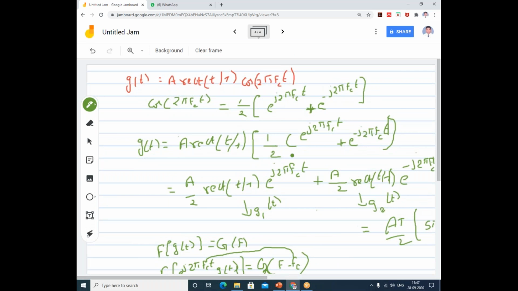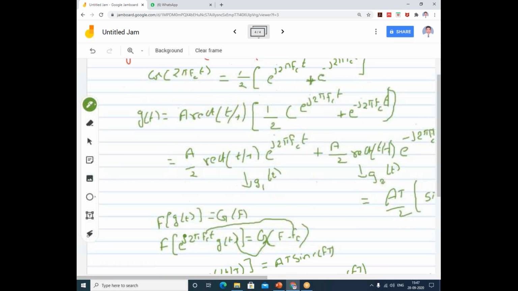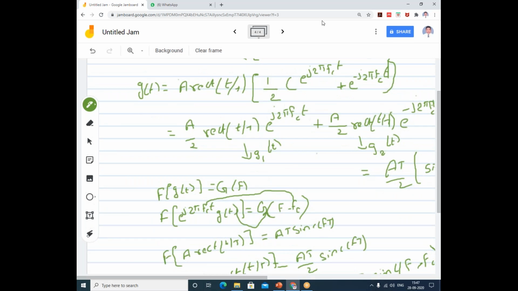Please try to understand. Whenever we have a time domain signal that is multiplied with an exponential, then definitely you need to apply the frequency shifting property. Here, this is the combination of two terms, so I can write each and every term separately. Is it clear to all of you? Please post it in the chat box.